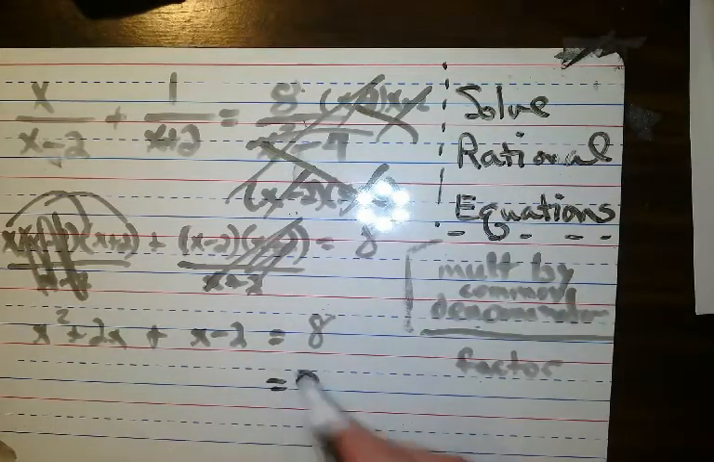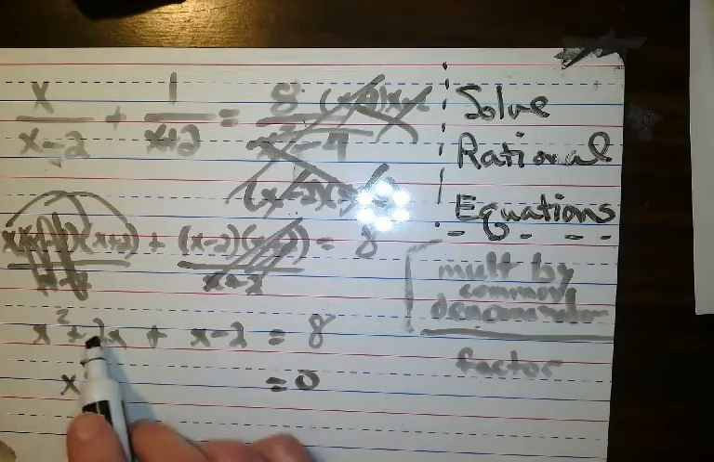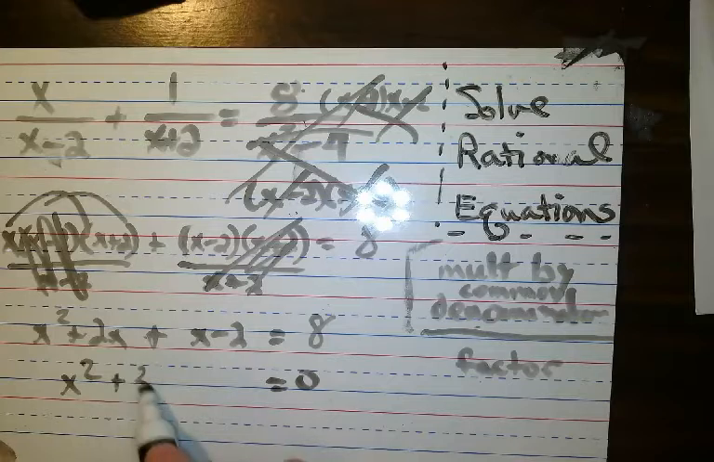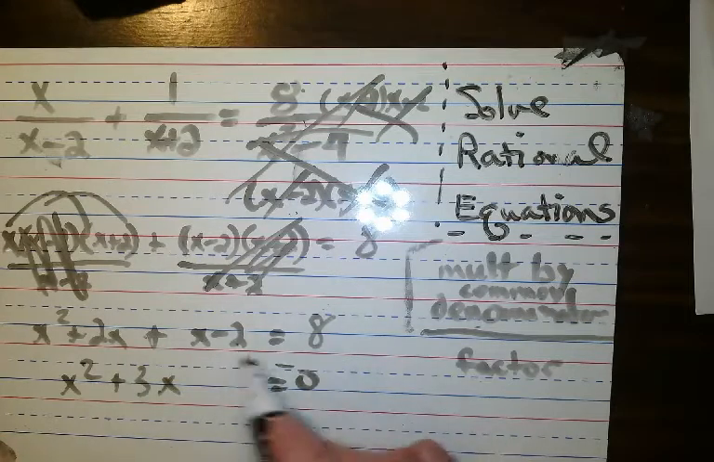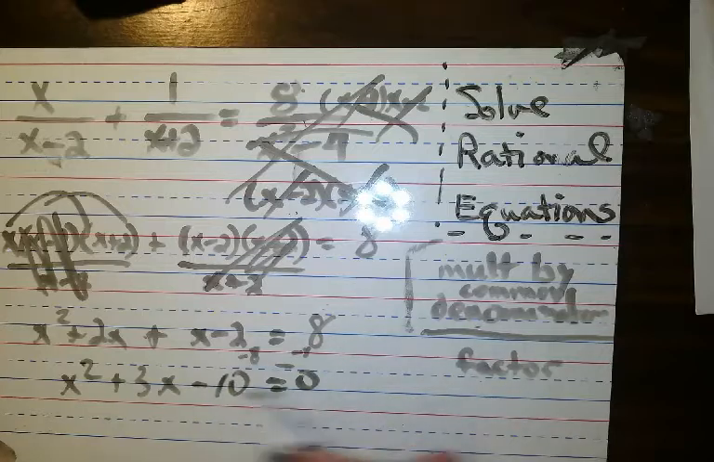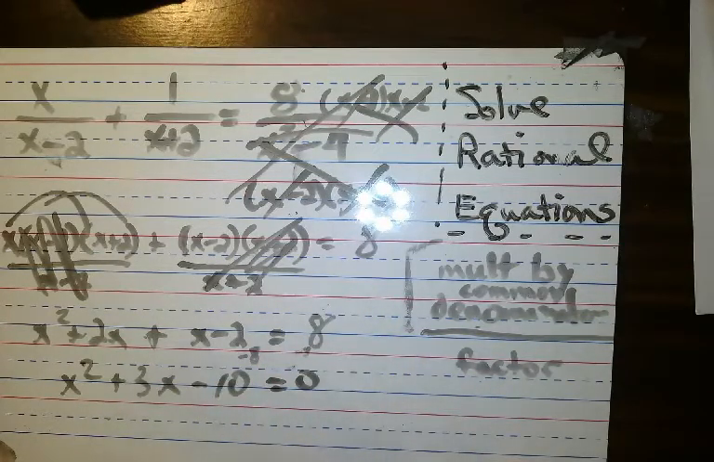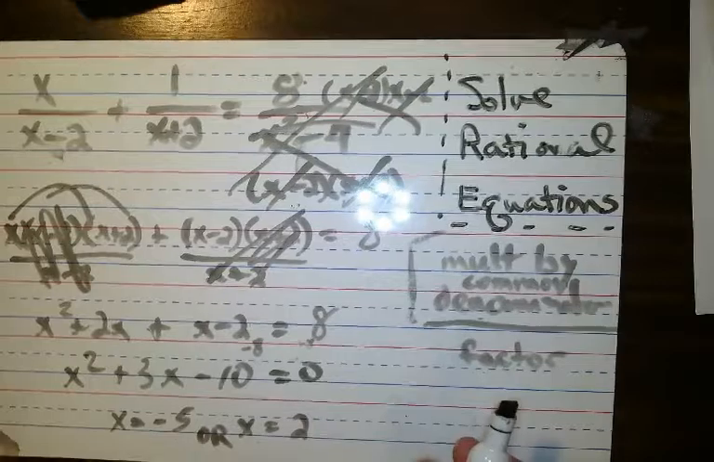You can't solve this unless you make it equal 0. So that means you have x squared, 2 plus 1, that'd be 3x, minus 2, and then I'm going to subtract 8 to move it over there, so that makes minus 10. Hooray! Now you can use the quadratic formula. When you use it, you get x equals negative 5 and x equals positive 2.